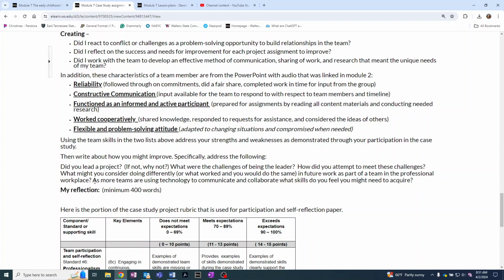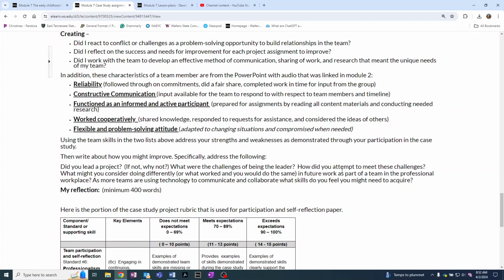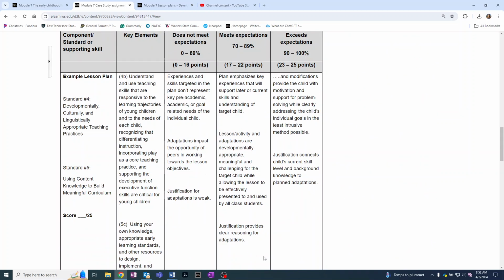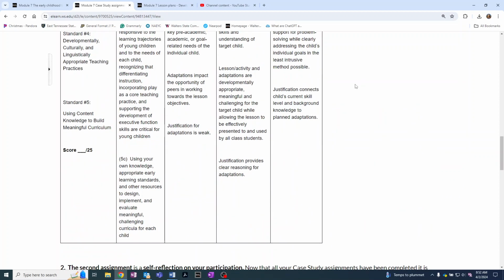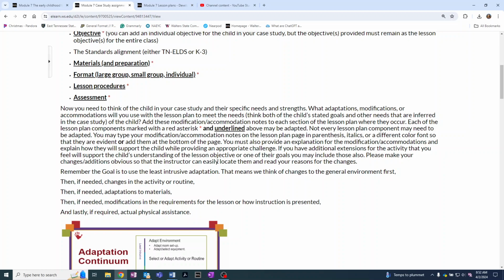And your reflection should be at least 400 words, right? So this reflection is really going to help you look at what your strengths and weaknesses are throughout this whole project. So when we look at the case study project, we have to look at all the things you did: your disability PowerPoint, when you did your transition plan, when you did your embedded opportunity, your behavior plan, your lesson plan, all those things. So we're looking at that as a whole when we're talking about your reflection. Okay, so the first part here is going to be submitted to Dropbox as well as your behavior plan.